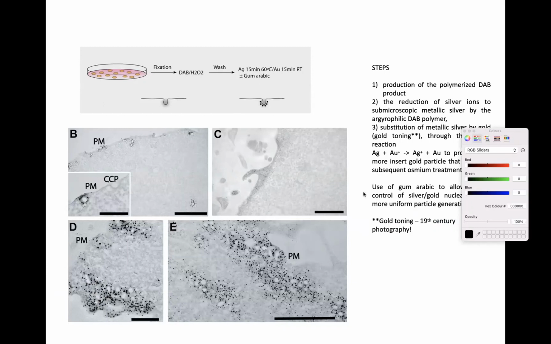And this is a very old technique where you replace the silver with gold. It's from 19th century photography, so we couldn't find any references for it except for these very, very old methods at the start of photography. And there's a few other tricks. We use gum arabic and other means to make sure that we have a very uniform nucleation.